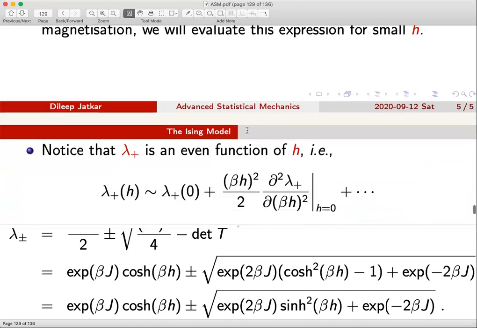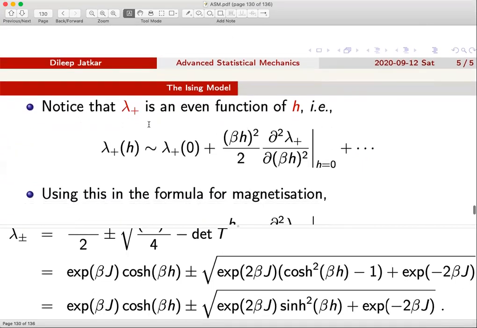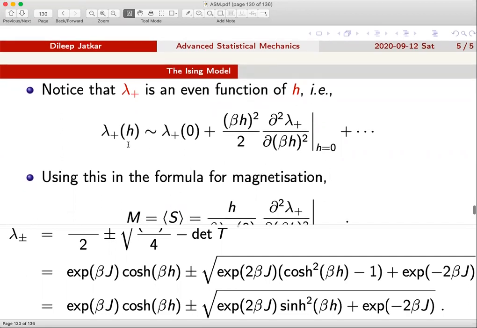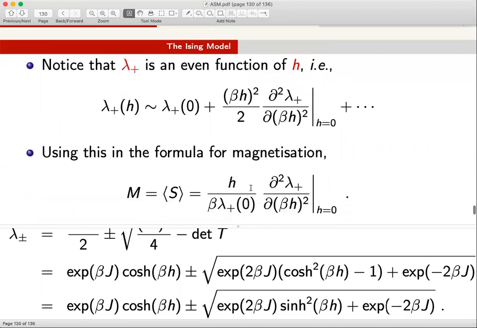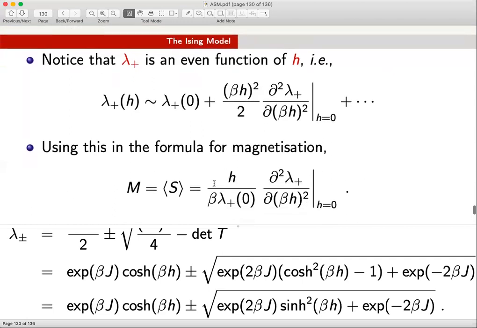So if you differentiate that with respect to H, it would be an odd function. But because it's an even function, you could just expand lambda around some value, and it would of course start directly with the quadratic term, because the linear term cannot exist by virtue of lambda plus being an even function of H. Good. So if you write it in this form, then the magnetization, which is just the derivative of lambda plus with respect to H, would take one of the H out, and it will give you a quantity which is H upon beta times lambda plus times this expression.